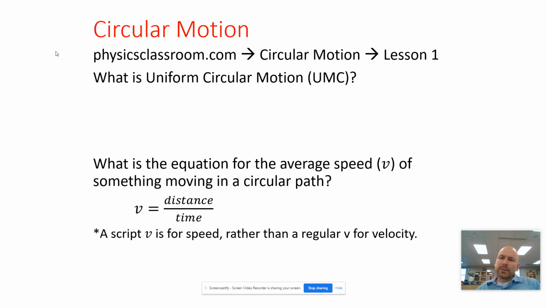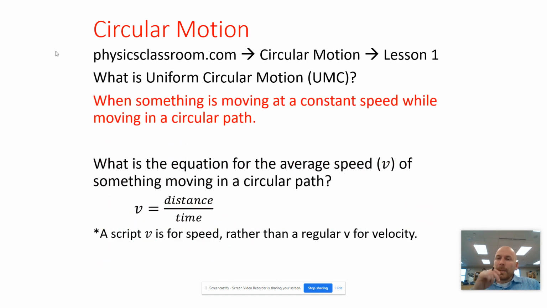Uniform circular motion. This is a special case scenario when you're moving in a circle, but you're moving at a constant speed while moving in a circular path. So when we're trying to find the average speed of something moving in a circle, we can take our familiar distance divided by time is equal to the speed. When we're moving in a circular path, the distance is going to be the circumference, and the time it takes to do that distance is going to be the period, because that's the time for one complete cycle. And so circumference is equal to 2 pi r, and period is equal to capital T.